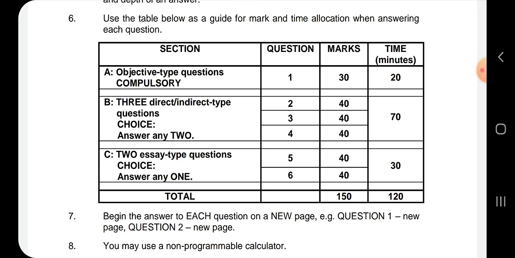And another tip I can give you is that if you do not know a question, skip it. Go to the next one. Don't stay there and scratch your head. No, move. Remember, time is running out. So move to the next question. Relax in your exam. Answer questions that you know.